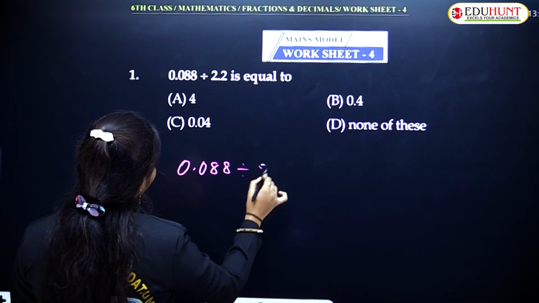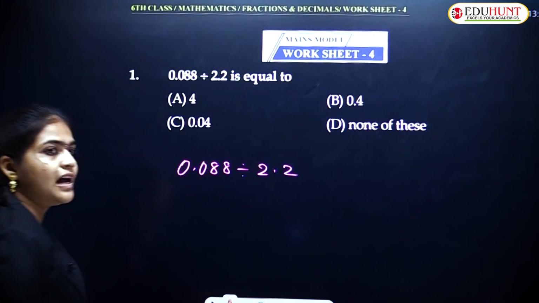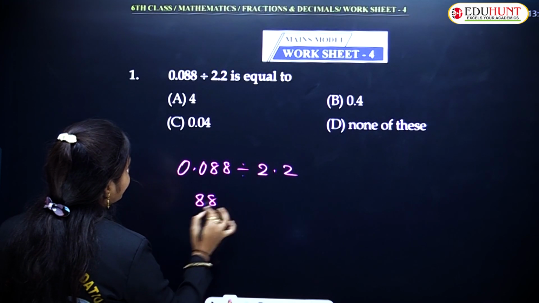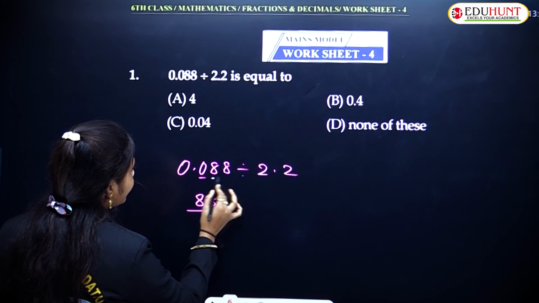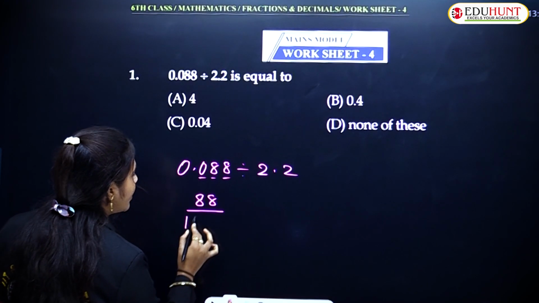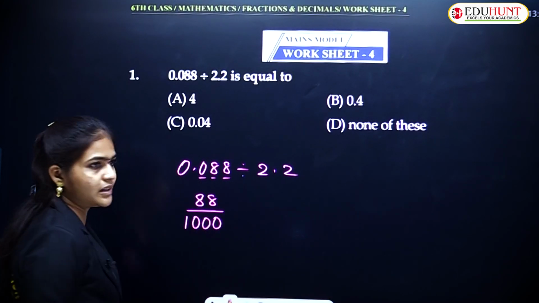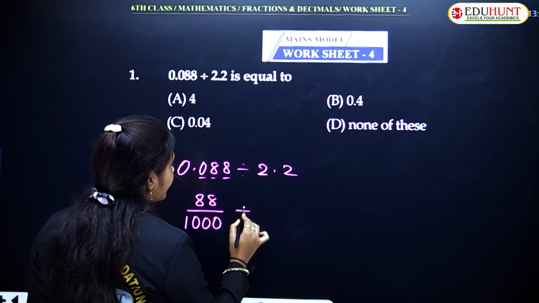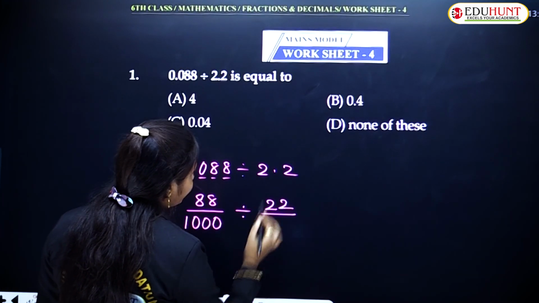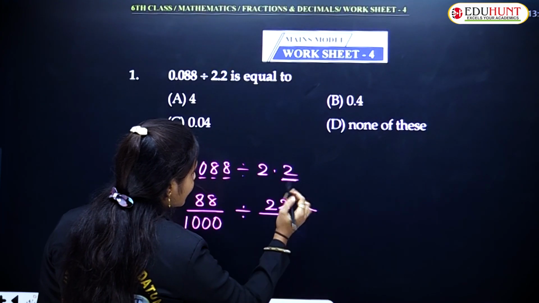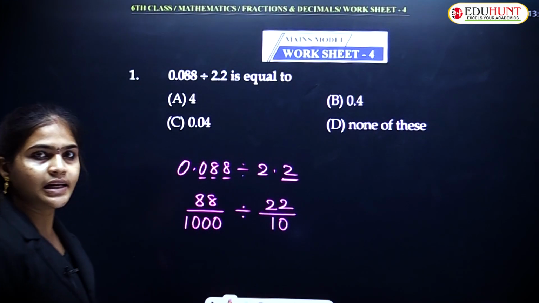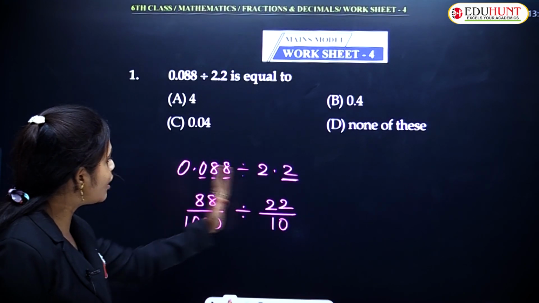0.088 is divided by 2.2. So children, how can we write this? Simply we can write this as 88 by, point after how many decimal places are there? 3 decimal places are there. So we can write 1 and keep 3 zeros after it. And divided by 22 by, point after how many digits? Only one digit, no? So that's why 10. Clear? Now this becomes the division of two fractions.